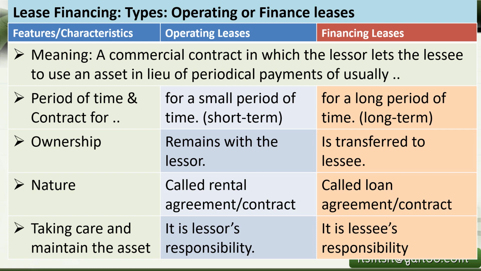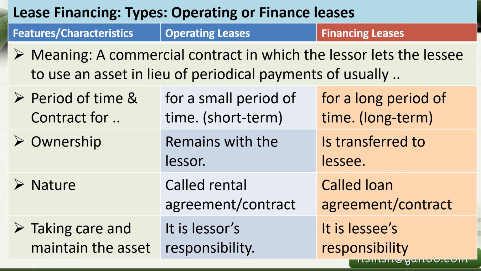A commercial contract in which the lessor lets the lessee use an asset in lieu of periodic payments, usually up to a certain point. The meaning is the same, but the period of time and the contract differ. Operating leases are for a small period of time, that is, short term, and financing leases are usually for the long term. The ownership right remains with the lessor for operating leases, and for financing leases it is usually transferred to the lessee. So that is the difference.